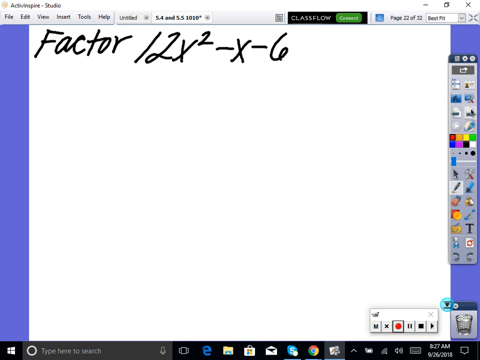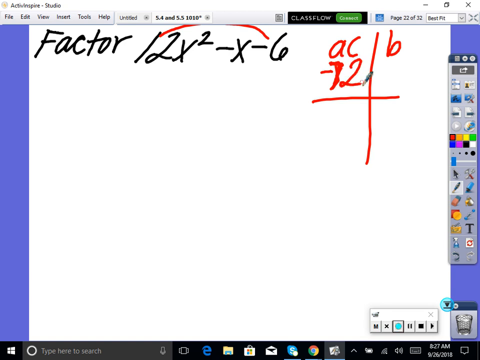So let's factor. There's no greatest common factor, so we're going to do what multiplies to be a times c and adds up to be b. 12 times negative 6 is negative 72. And then our b value is negative 1. What 2 things multiply to be 72 that could add up to be 1? So 1 times 72 are factors of 72. What else? 9 and 8. Isn't that the one? So which one would be negative? 9, because it needs to add up to be negative 1.